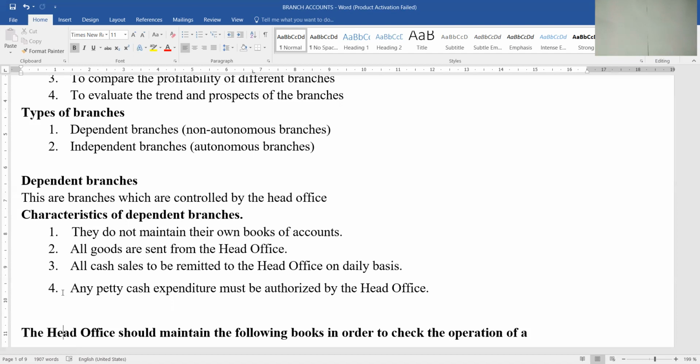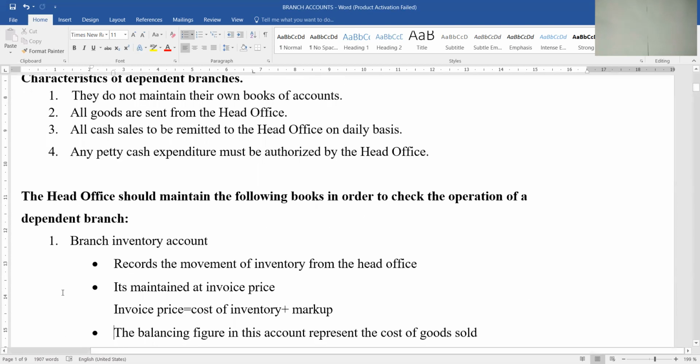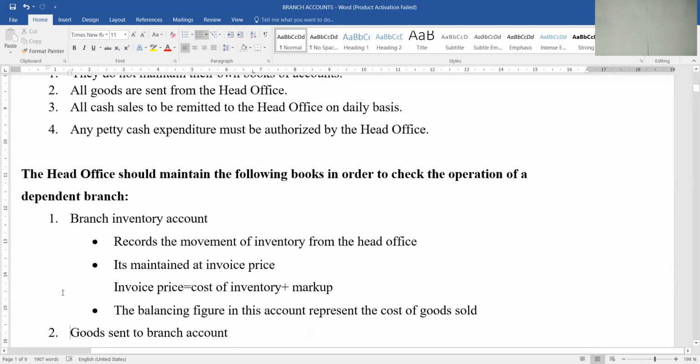Number 3, all cash sales are to be remitted to the head office on a daily basis. So obviously the branch must remit cash sales to the head office. Any petty cash expenditure must be authorized by the head office. That is the point, you understand. So the head office should maintain the following books in order to check the operations of the dependent branch.